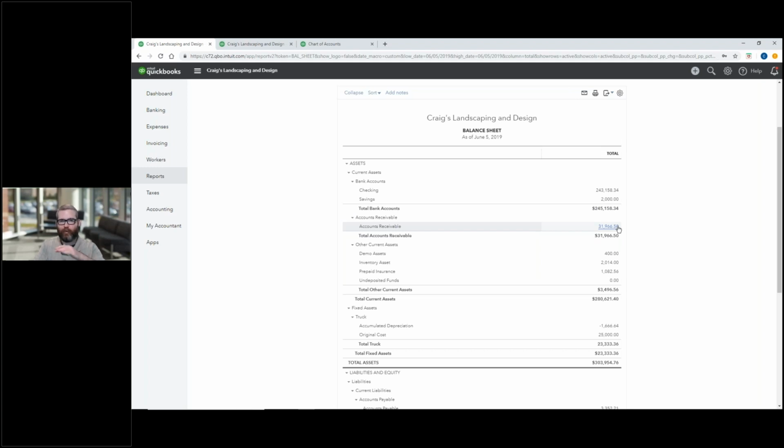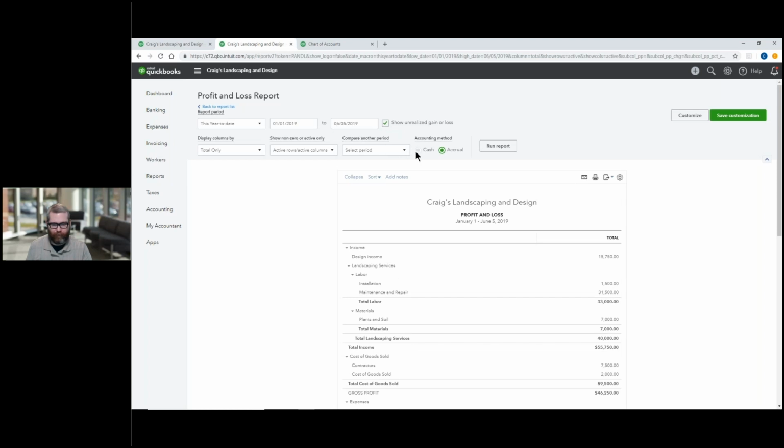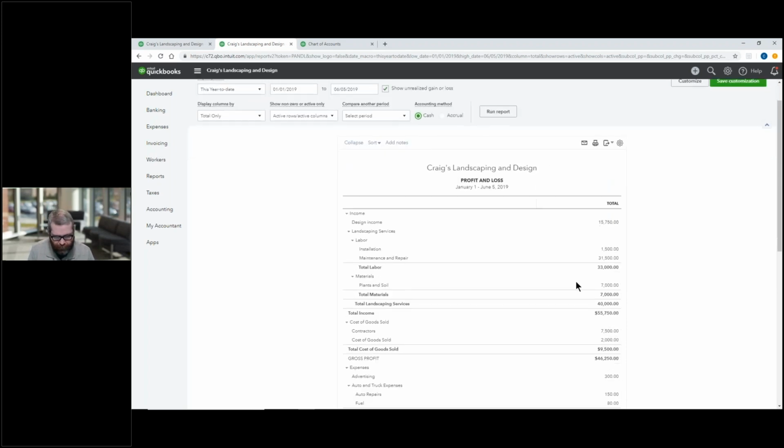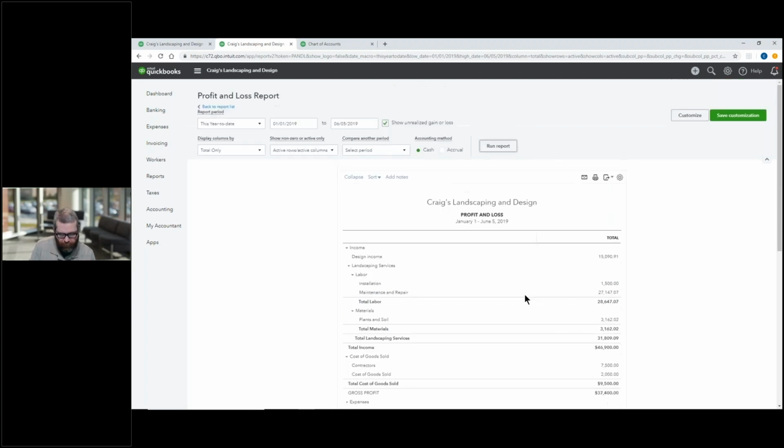So if accounts receivable goes up, income also goes up because of the invoices that you create. Well, the income is only going to be reported on a cash basis if you've actually received it. So open invoices don't show up. So whenever I switch over to cash right here, watch this income. It's going to go down. We're going to run this report again.